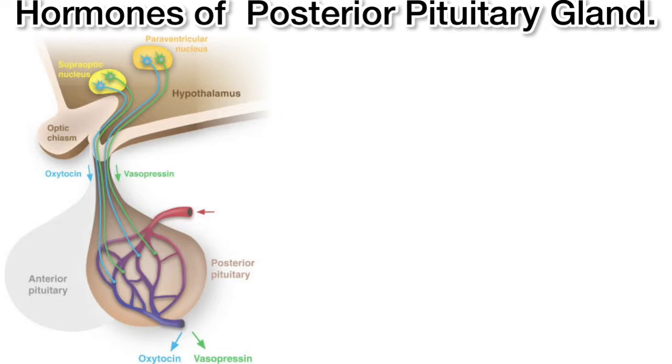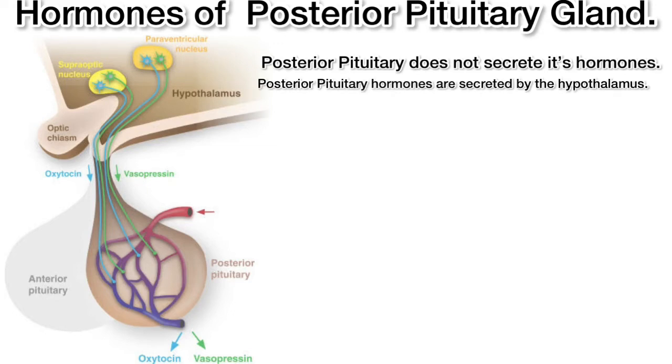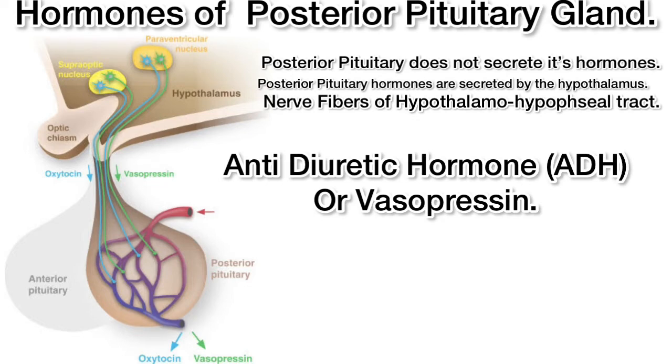Alright, so let's talk about the hormones of the posterior pituitary gland. Unlike the anterior pituitary gland, the posterior pituitary gland does not secrete its hormones. The hormones of the posterior pituitary gland are secreted by the hypothalamus and then conveyed down to the posterior pituitary gland through nerve fibers of the hypothalamo-hypophyseal tract. These hormones are just two in number. They are the antidiuretic hormone, which you can also call vasopressin, and oxytocin.